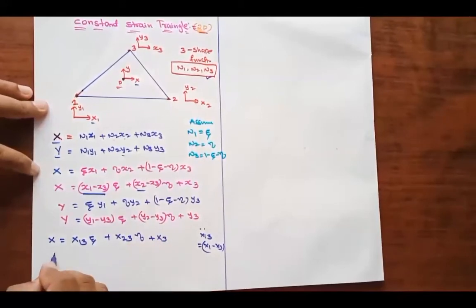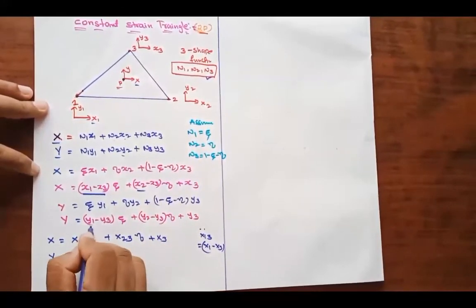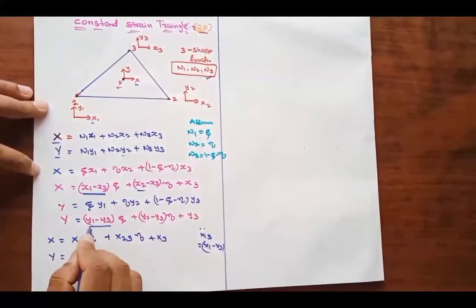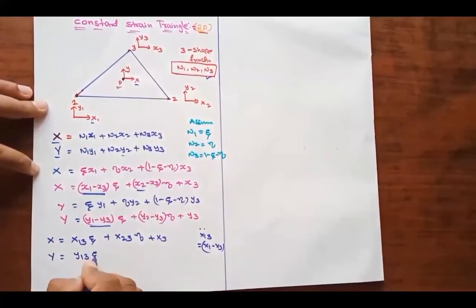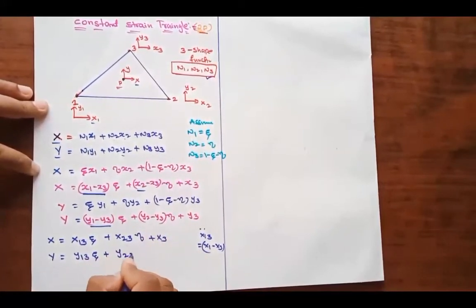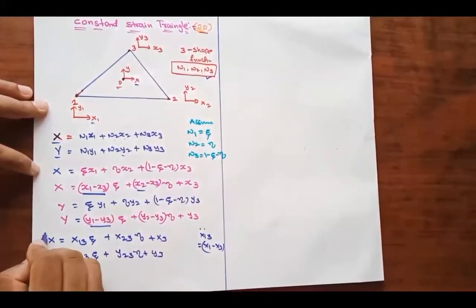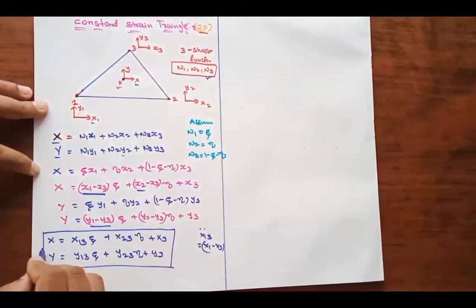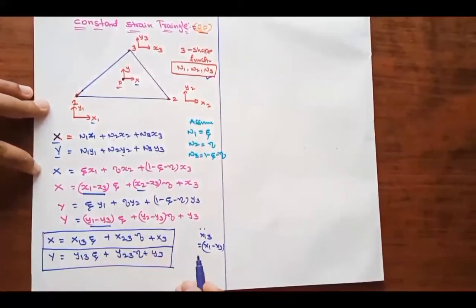Similarly, the y also can be written: y1 minus y3 can be written as y13 into zeta, plus y2 minus y3 can be written as y23 into eta, plus y3. So these are the two equations after simplification. So these equations can be used for further derivation.